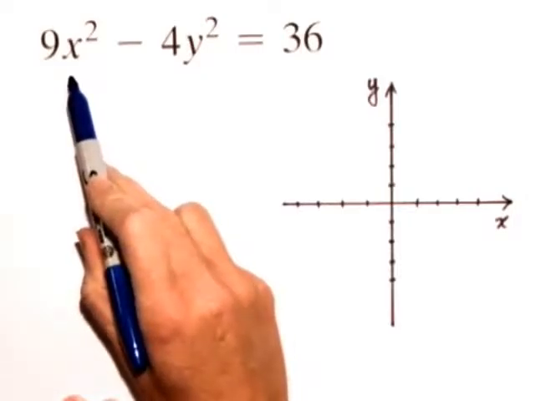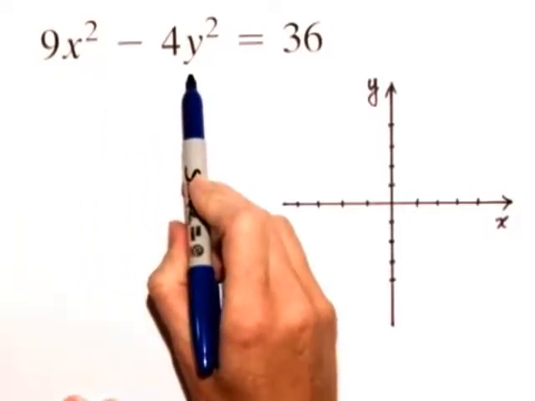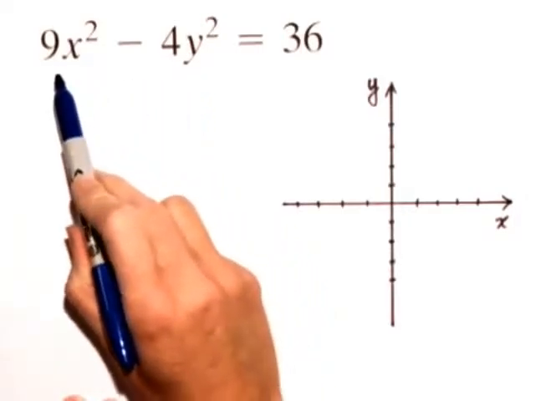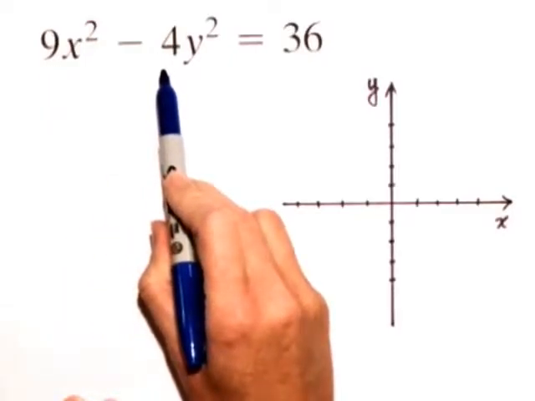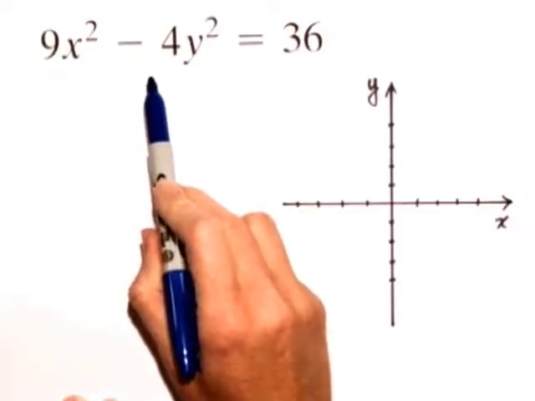We'll notice that the x squared and y squared are both on the same side of the equation, and the x squared has a positive coefficient and the y squared has a negative coefficient, so this indicates that it's a hyperbola.